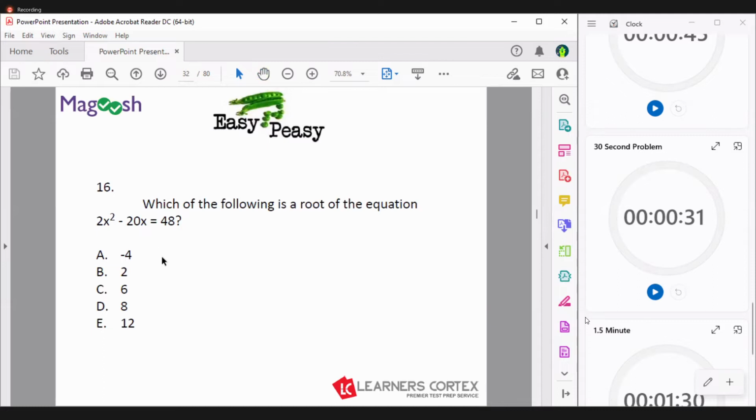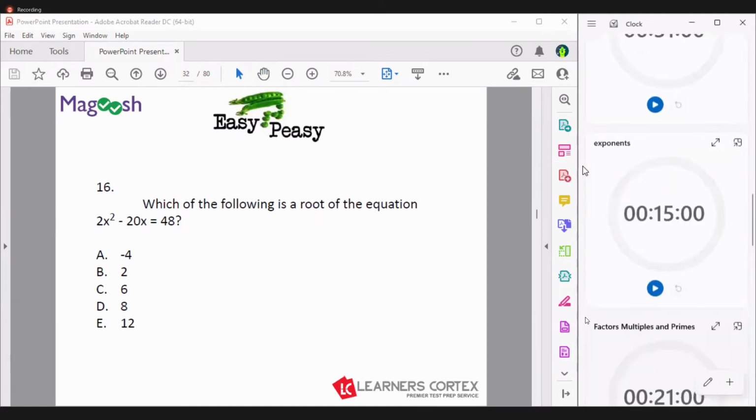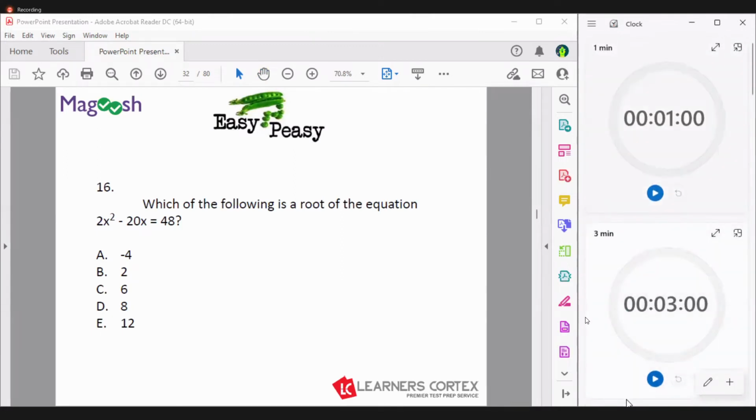Which of the following is the root of the equation 2x square minus 20x equals 48? I will give you 1 minute for this. Let's go.